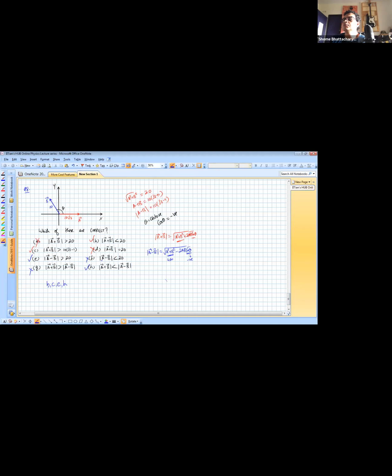Why F is wrong, beta? Because you can see over here that mod of a minus b is root of 400 minus 2ab cos theta, but cos theta is negative. So that means it is basically root of 400 plus something, because minus minus will become plus. So it's obviously greater than root 400, or greater than 20. Yeah, so that's why we are doing these questions now.